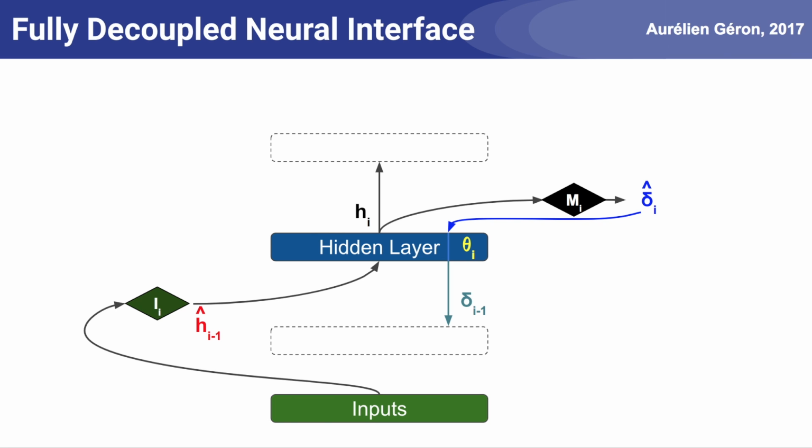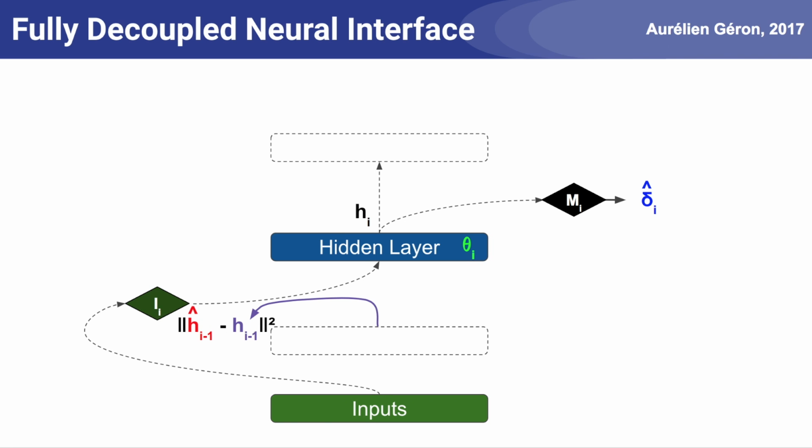These gradients are backpropagated through the hidden layer, which gives a reasonably good approximation of the true gradients for the previous layer. The gradients delta i-1 are just sent back to the previous layer, which will use them to update its own synthetic gradients model. And immediately after that, we can update the layer's parameters using the synthetic gradients delta i hat.